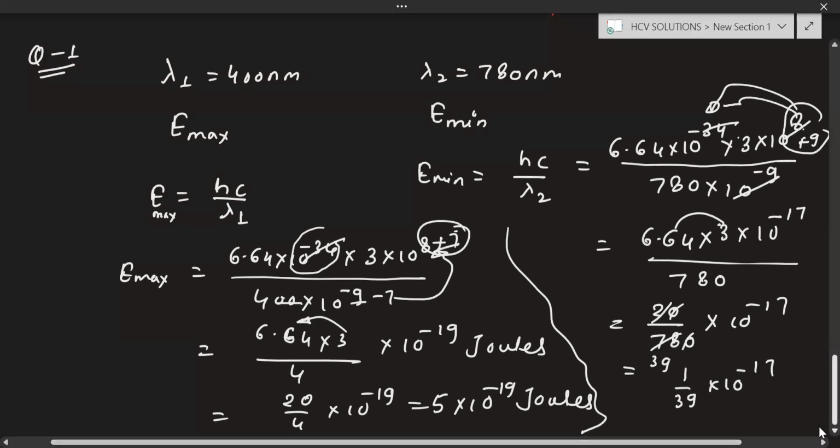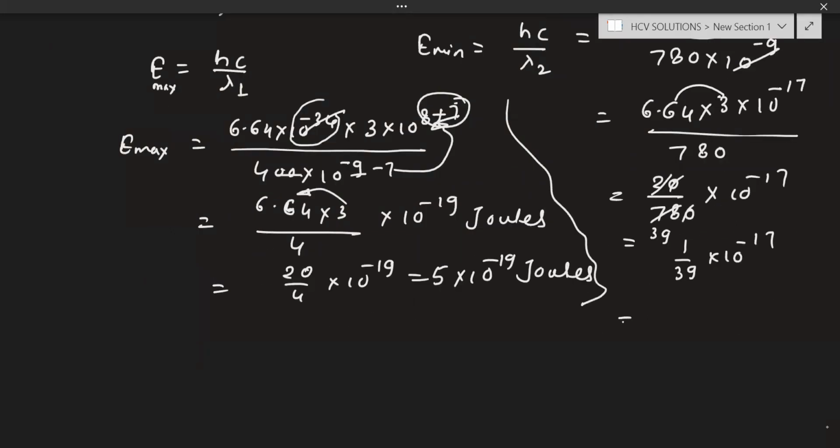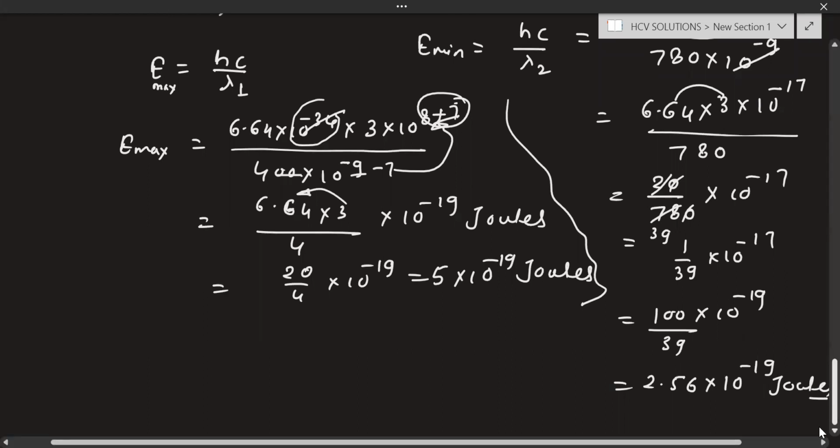If you solve this, you have to write 100, and that will be 10 to power minus 19, and that is 39. So 39 is almost near to 40. Means you will find 2.5 almost, and this is less than 40. So there will be some digit like 4 5. So we'll take 2.5, that is 10 to power minus 19 joules. So you have to see how we have to approximate these things.